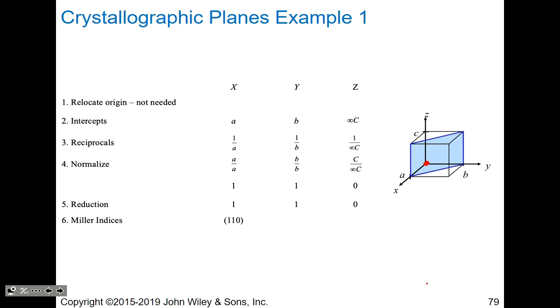It's not intersecting 0, 0, 0, so we don't have to move it. It is not needed, as seen here. So let's look at the intercepts. Where does the plane intercept x, y, and z?